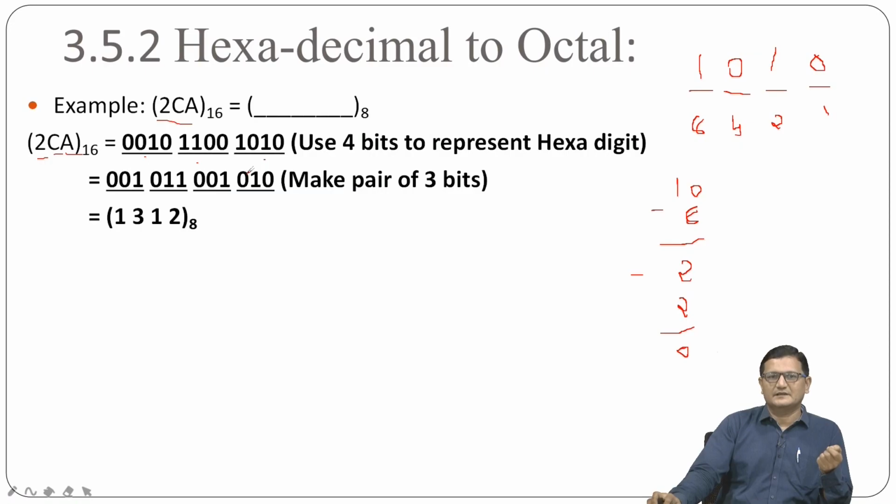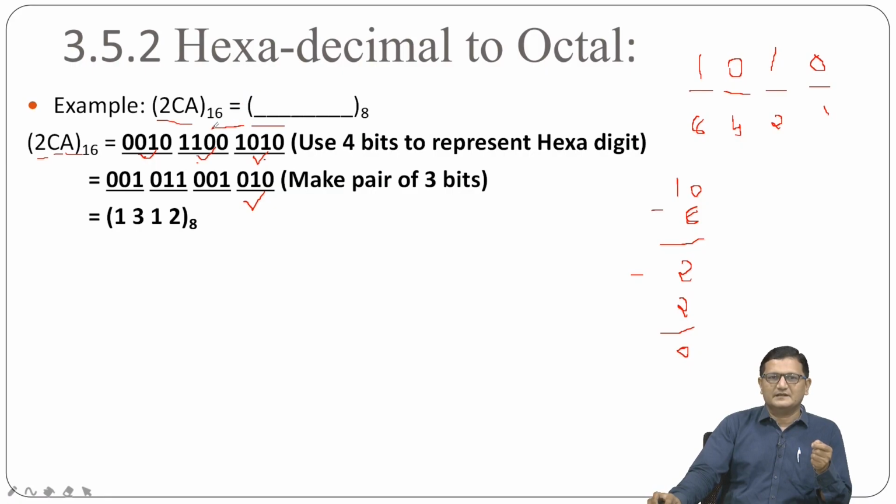So here 1010 is the representation of A. This is the representation of C, and this is the representation of 2. Fine. Now what we need to do is make a pair of 3 bits. So here you see the last 3 bits are 0 1 0. That we have written here. Then this 1.